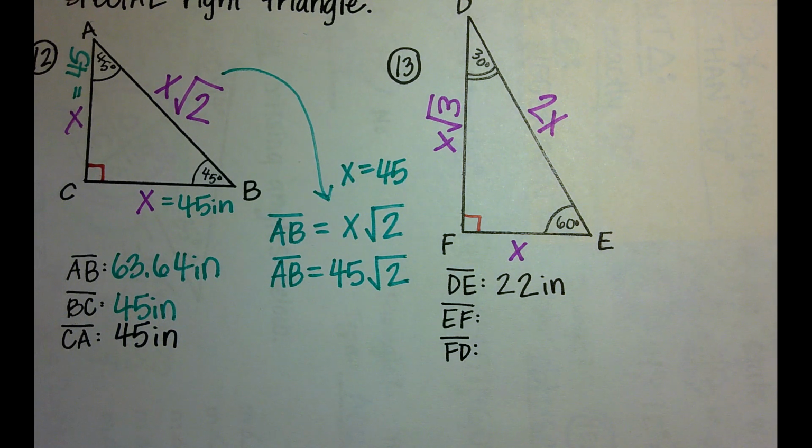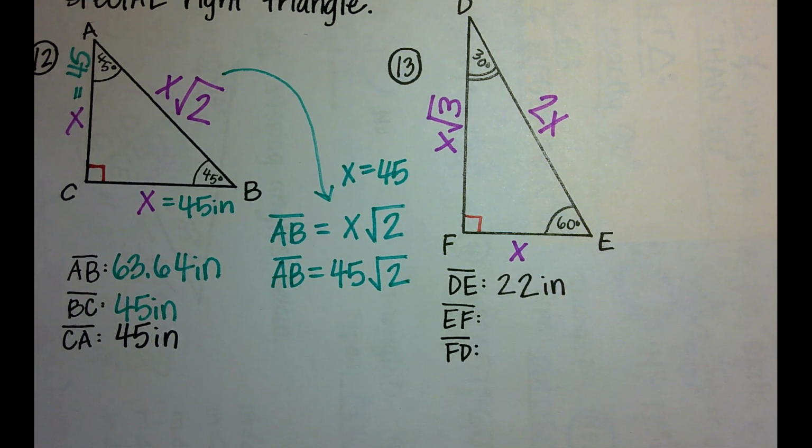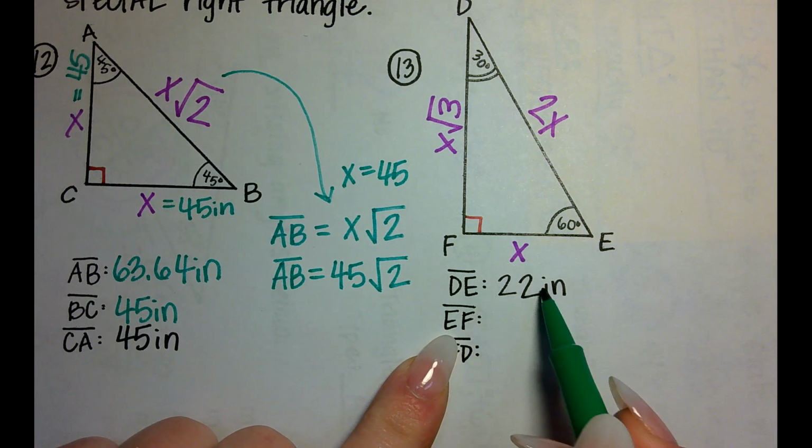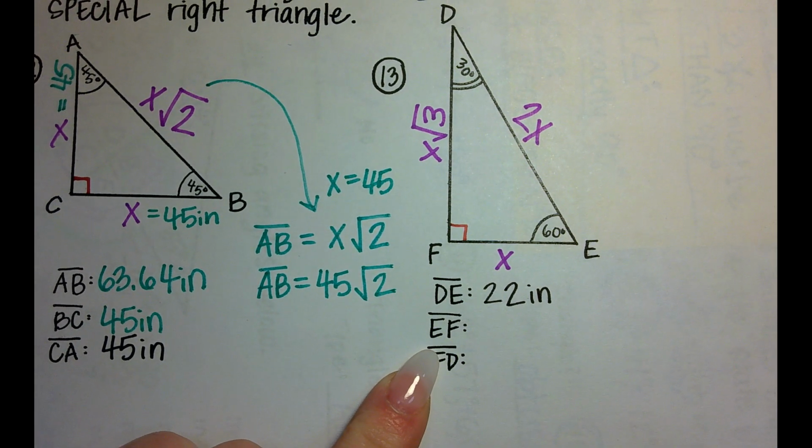So, we gotta find that now to get this x, right? Yes, perfect. So what Michael did first is he figured out what x was. So let's think about this. DE is 22 inches. Well, let's find DE.